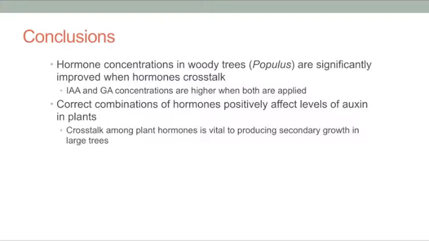Indole acetic acid and gibberellin concentrations are higher when both are applied. Correct combinations of hormones positively affect levels of auxin in plants, and crosstalk among plant hormones is very vital to producing secondary growth in large trees.